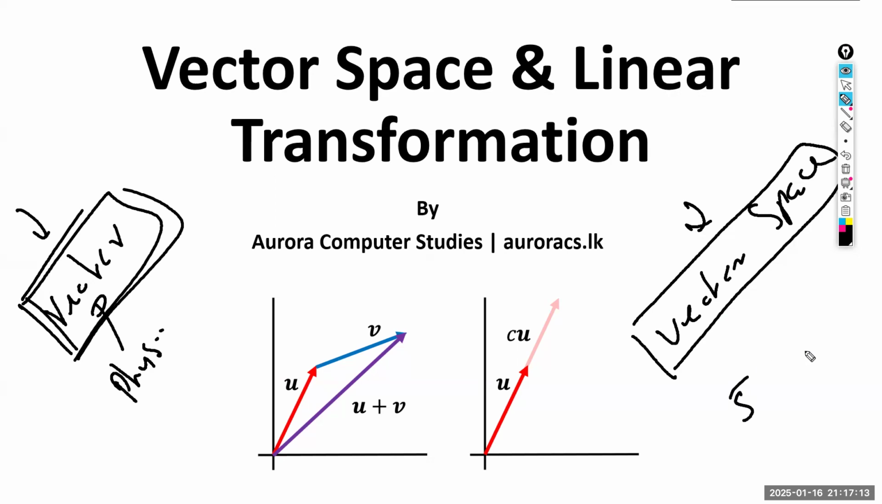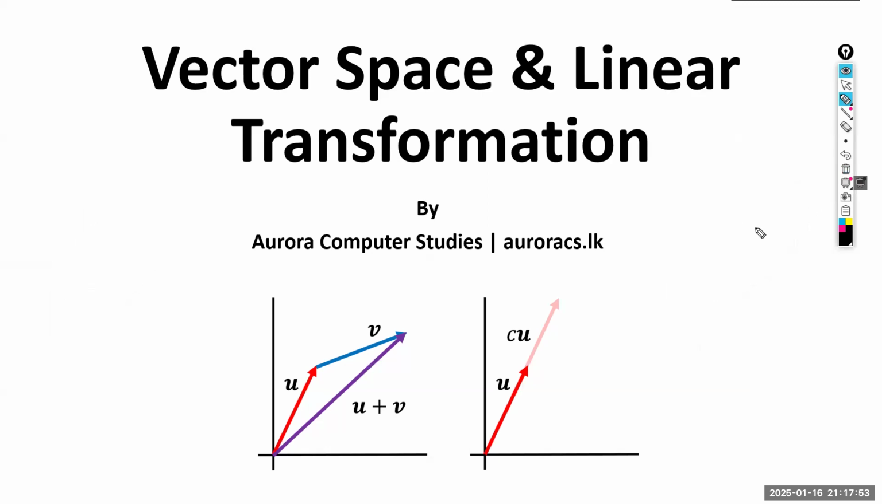Like you can't touch fire, but you can think about it. Vector space is something like that. 5 is an abstract concept, but you can think of 5 toffees, 5 trees. So vector space is like this 5, while a vector is like 5 toffees, 5 children.